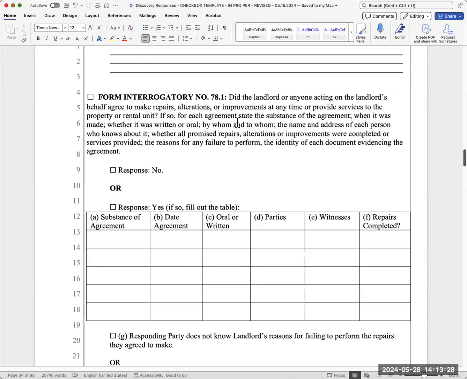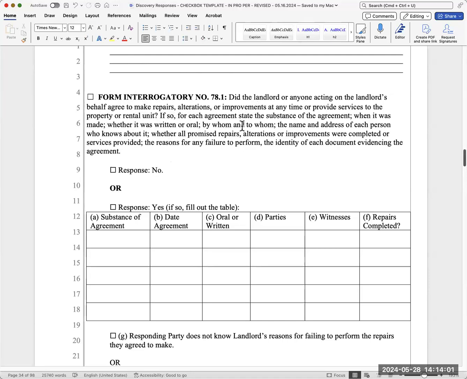78.1: Did the landlord or anyone acting on the landlord's behalf agree to make repairs, alterations, or improvements at any time or provide services to the property or rental unit? And you're thinking, didn't we already cover bad conditions and repairs above? Well, this question is a little bit different. This is asking if they did agree to make the repairs. You became aware of a repair that's needed. You notified the landlord of the repair, in one of those questions above. This is about, did the landlord agree and did they follow through?